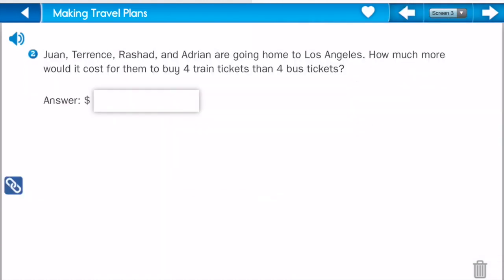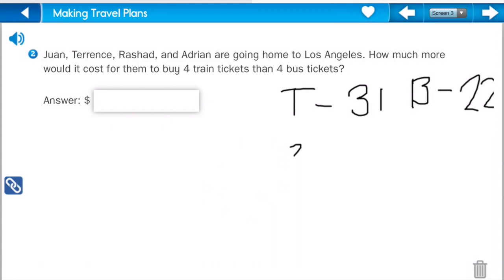So let's go train. I'm just going to put T for train. It's 31. I'm going to put B for bus. That is 22. Okay. So now we need to figure out how much each of these cost. So we can take 31 times 4, or we can add it 4 times, either way, whichever one you want to do. I'm going to multiply it, so let's do 31.